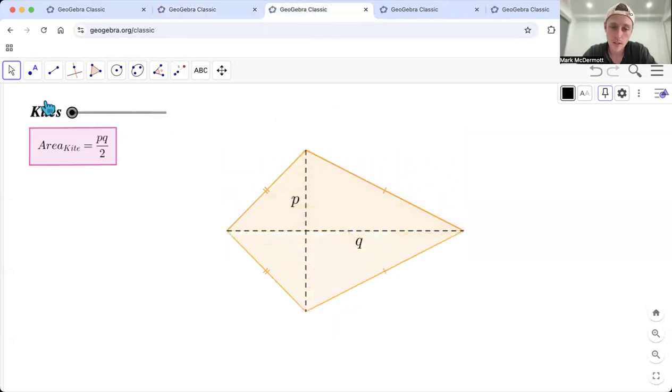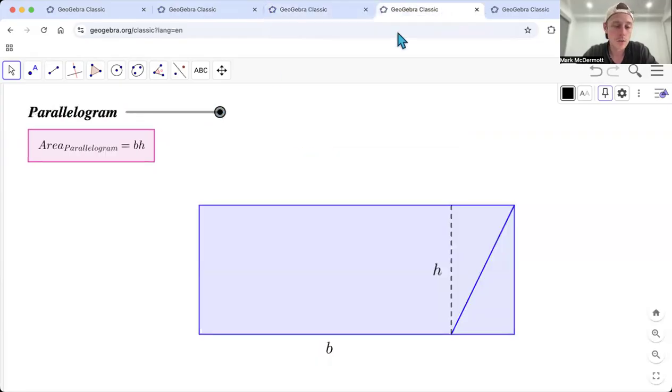Kites, again, same idea. P and Q represent the diagonals of the kite. You're halving one of the dimensions. You're halving this one, say, P, and just Q stays the same. So it's half of P multiplied by Q that gives you the area of the relevant rectangle when you transform your kite into a rectangle. So a kite is a rectangle in disguise as well.